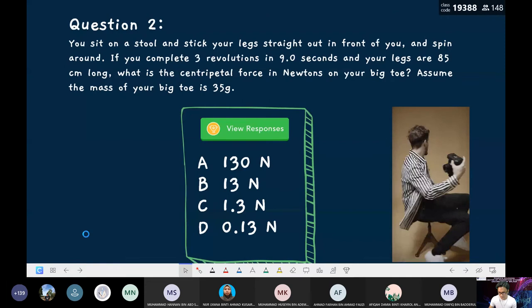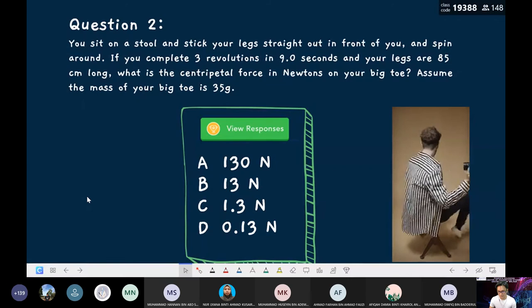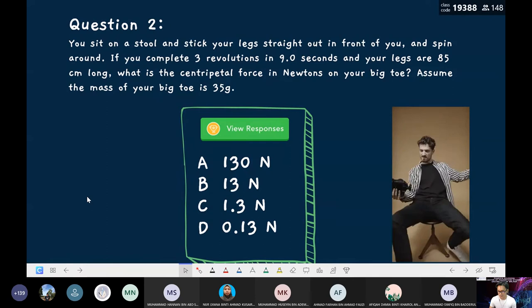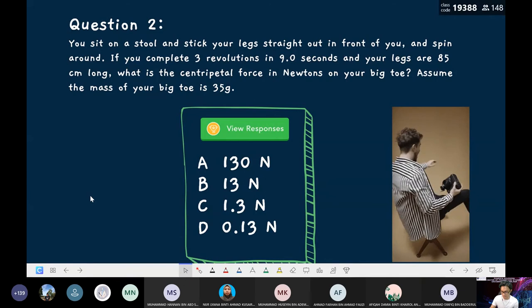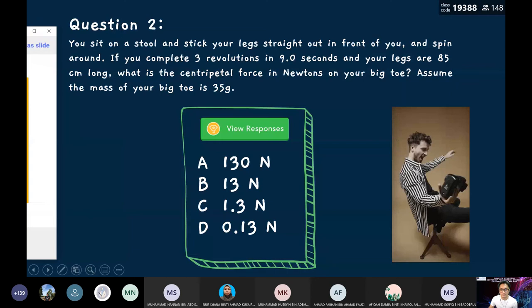Okay, you sit on a stool and stick your legs straight out in front of you and spin around. So if you complete 3 revolutions in 9 seconds and your legs are 85 cm long, so what is the centripetal force in newtons on your big toe, and assume that the mass of your big toe is 35 gram. So I will restart this and you can answer.